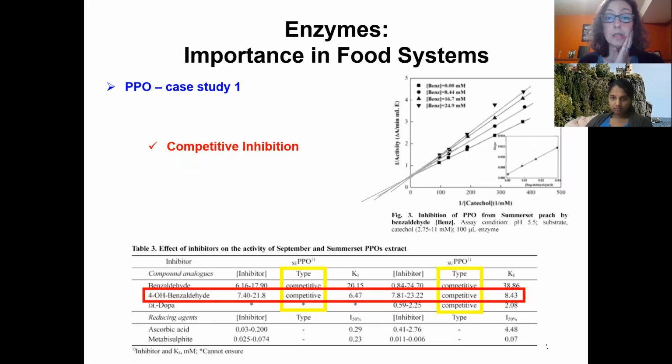Then they looked at inhibitors and determined the type of inhibition, mostly competitive because they don't see much change in Vmax. And they determined which inhibitor actually reduces the reaction the most for the two different types of enzymes by looking at the reaction rate constant. So they looked at the reduction in the reaction rate constant.